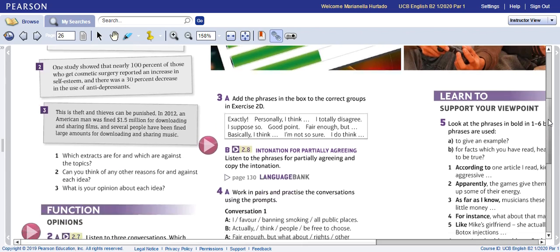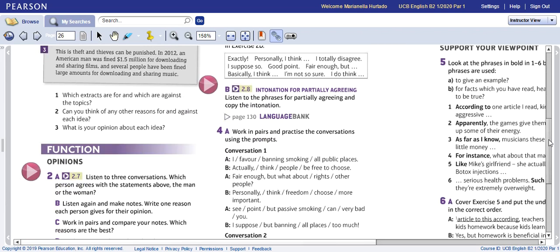So let's take a quick view on the questions. Number 1 says, which extracts are for and which are against the topics? Which are for and against. So just in case you don't know the expressions, for means it's positive, so basically they are supporting it or it's on their side. So just think about how it's positive, okay? And against means it's negative. It's something that you totally don't believe in. Which ones are for and which are against the topics?